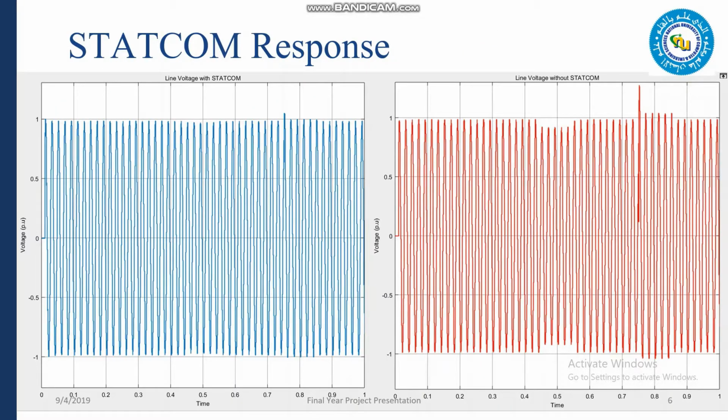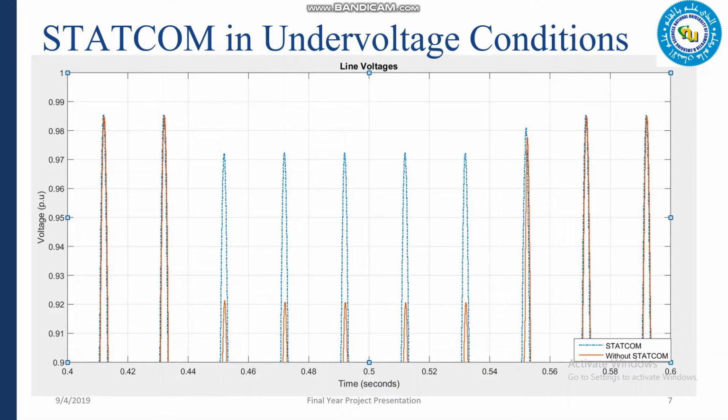Looking at the STATCOM response, from this diagram we can clearly see the advantages of using a STATCOM. Both graphs show line voltages of the same grid, with and without a STATCOM. The graph on the right shows severe voltage fluctuations due to transient faults, while the one on the left with our STATCOM connected shows stable voltage throughout. Now we'll be looking closely at the performance of the STATCOM under undervoltage conditions.